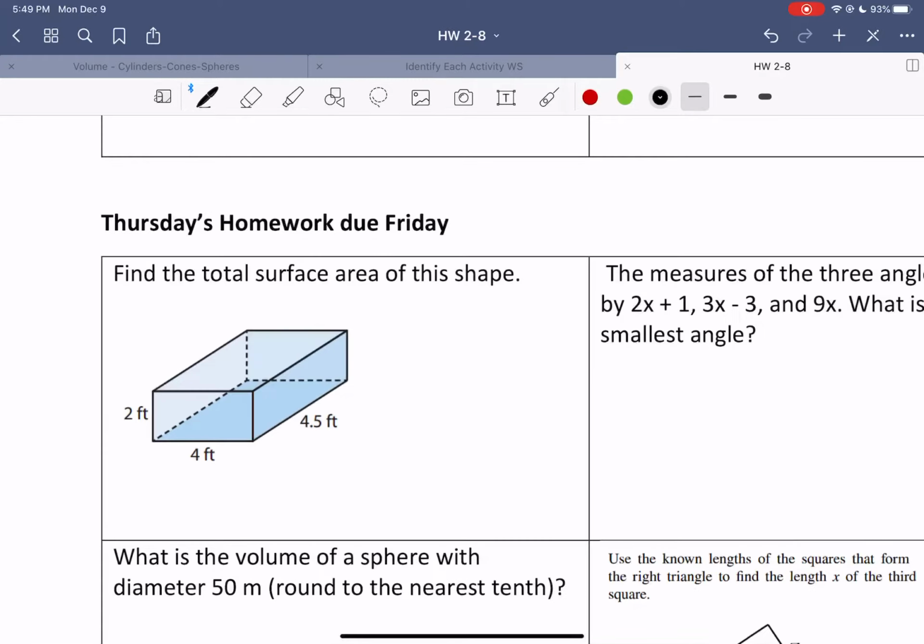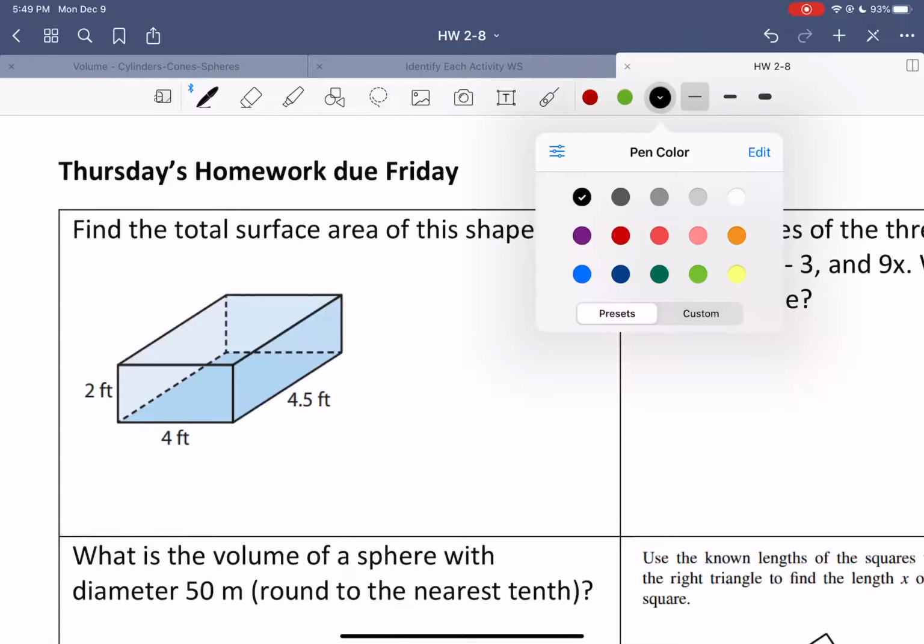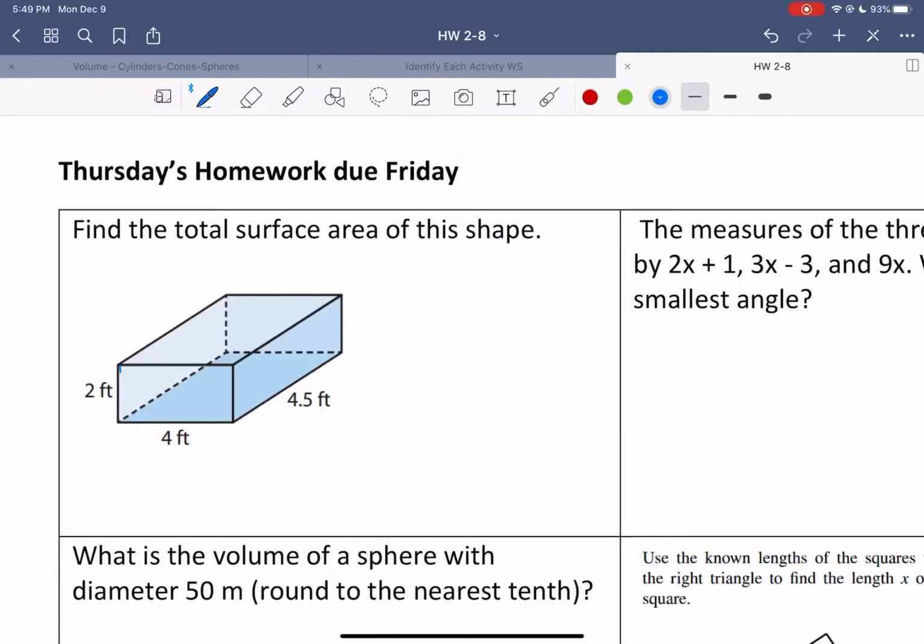All right, and our last section. So I'm going to shade in, I'm going to use this one as my base.